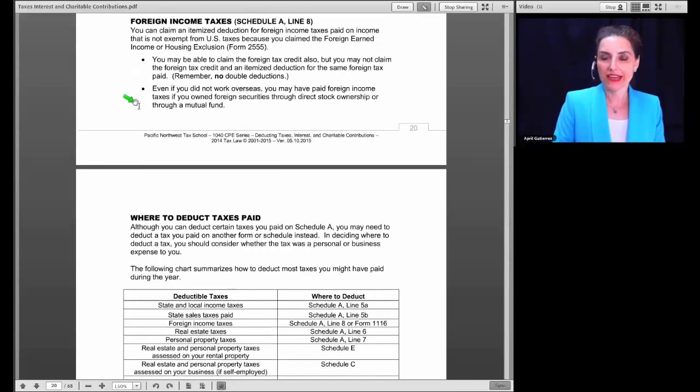Now, even if you did not work overseas, you may have paid foreign income taxes if you owned foreign securities through direct stock ownership or through a mutual fund. You may also have paid foreign taxes if you have a rental property or other types of income-producing property that are outside of this country. So if you're paying foreign income taxes, the taxes you pay to that foreign country can be claimed as a credit on Form 1116, or you can claim them as an itemized deduction, but not both.